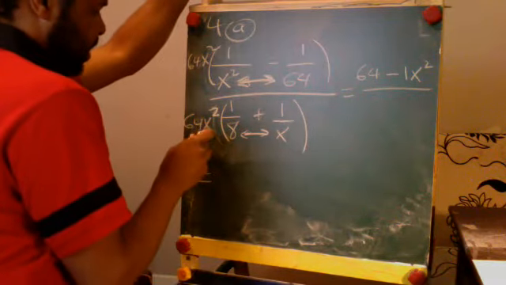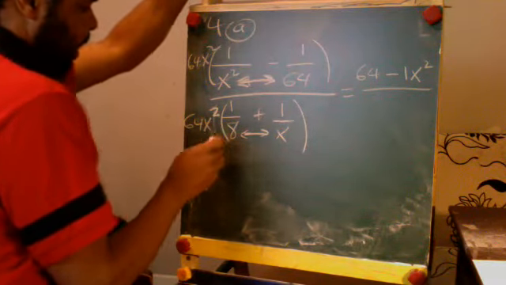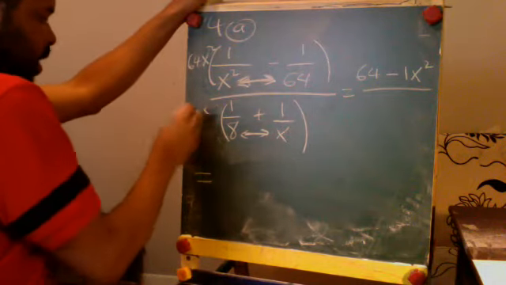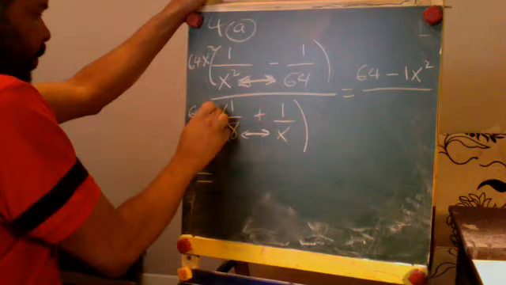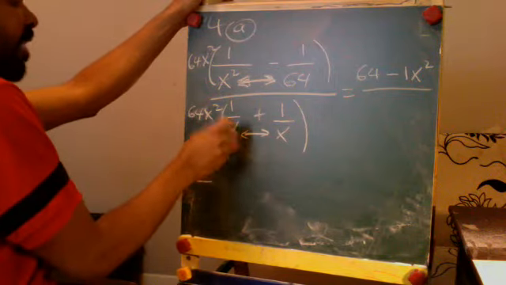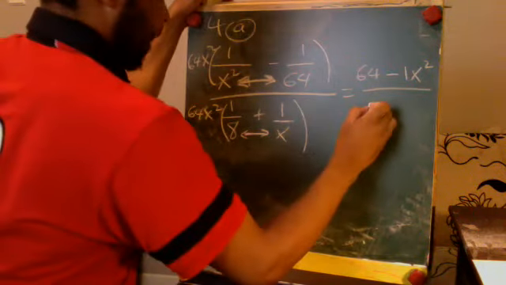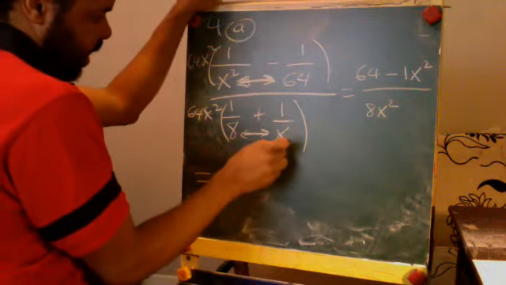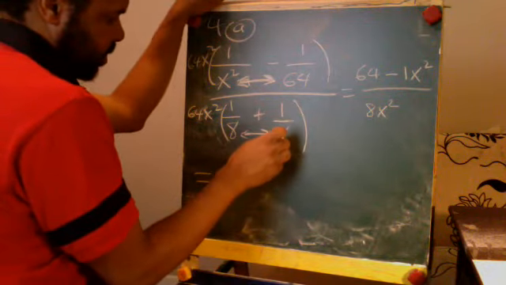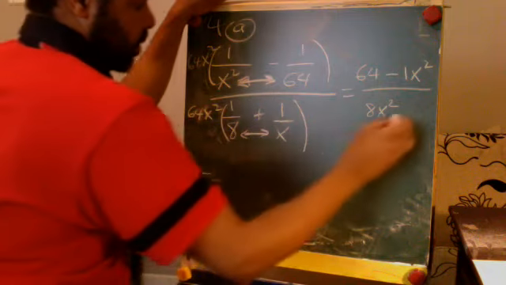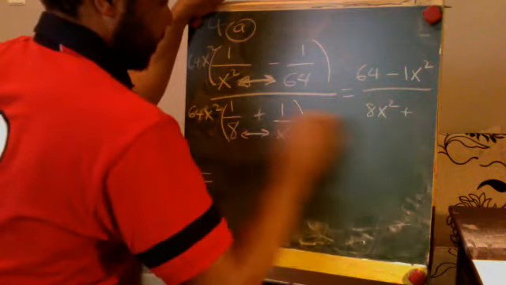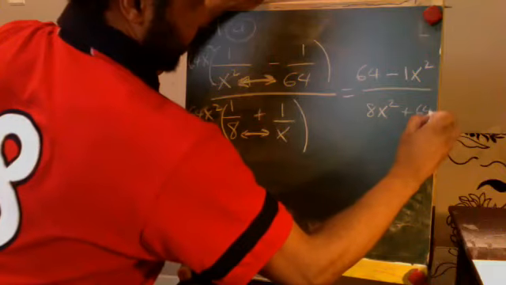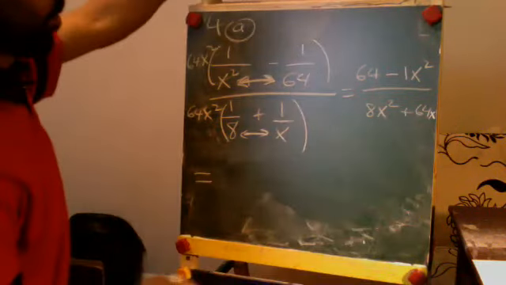And the bottom, the 64x squared, let me rewrite it. So the 64x squared is going to kill one of the factors of 8. So I'm going to be left with an 8x squared. And it's going to kill one of the x's. So I'm just going to have 64x left over. Again, this is the whole process of canceling, right?